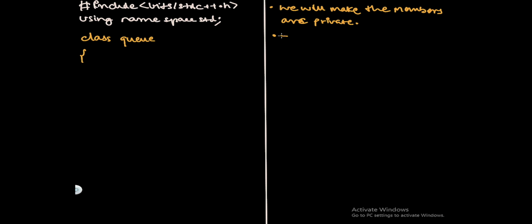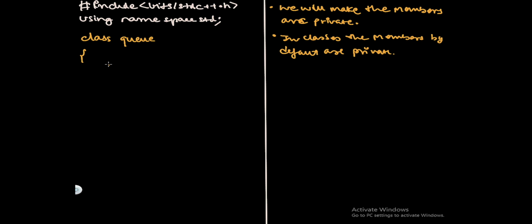Okay, so class Q. Now try to think about this line which I am saying. We will make the members private. Why? Because we do not want the user to access our members, and in classes the members are private by default. So just remember these two points.